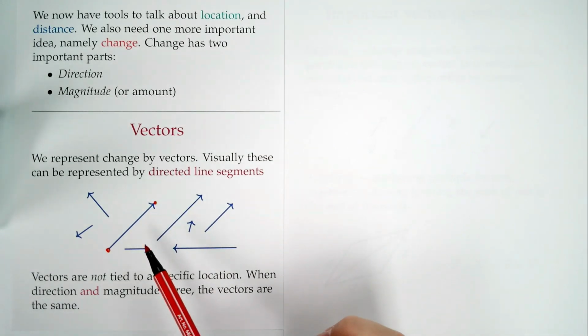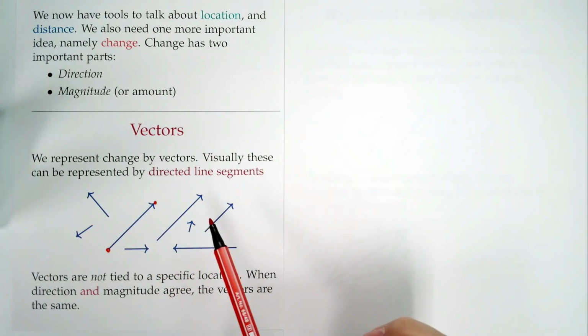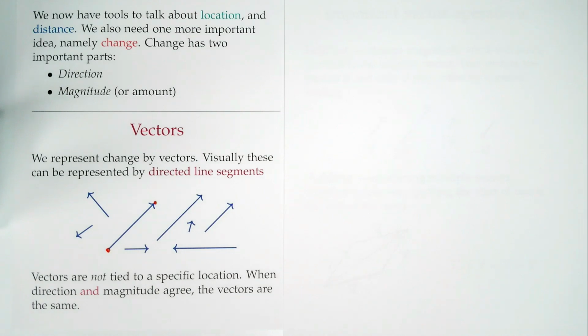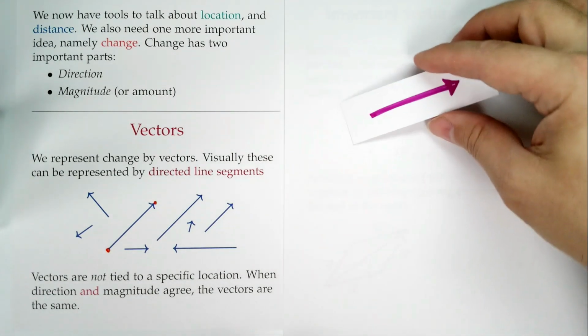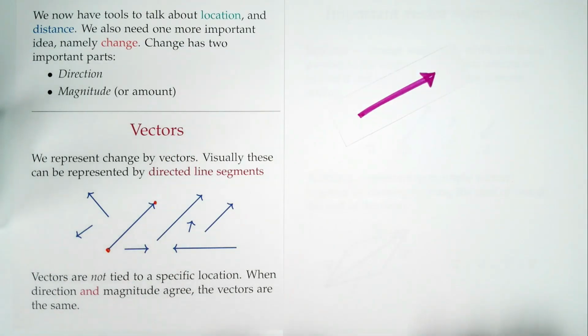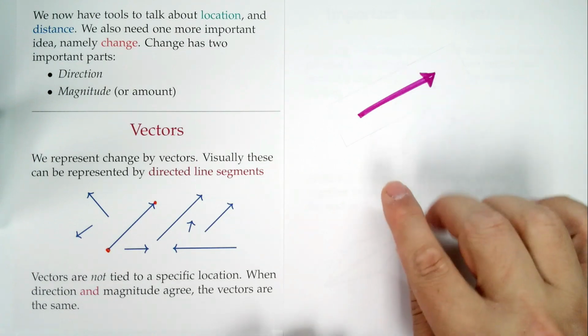So we have many possible things that can happen. Now, here, there's a really important point to make, which is that vectors aren't tied to location. And so here we go. Let's talk about what we mean by that. This is a vector, because I have a start point and a stop point.